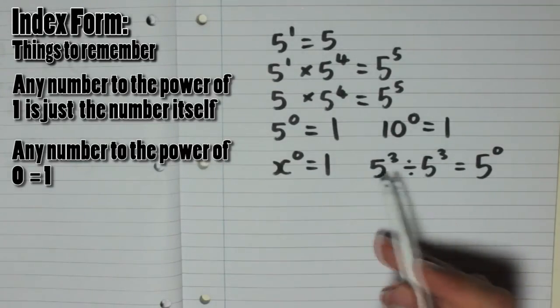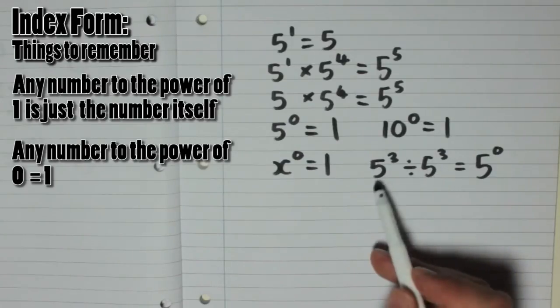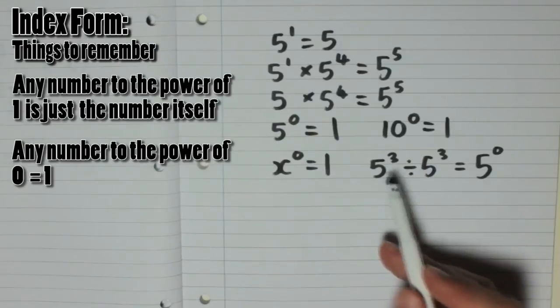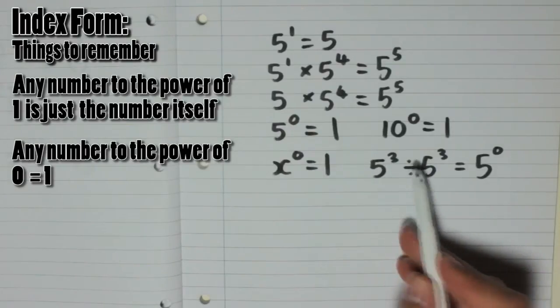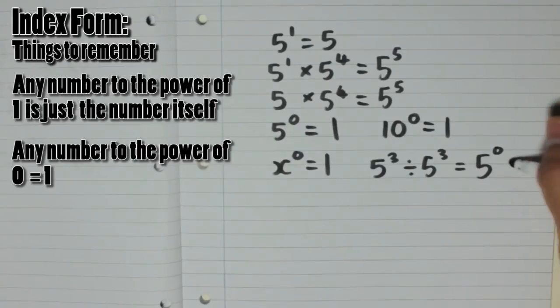So for example, 10 divided by 10 is 1. 20 divided by 20 is 1. A million divided by a million is 1. And 5 to the power of 3 divided by 5 to the power of 3 is also 1. So therefore, this must equal 1. So anything to the power of 0 is 1.